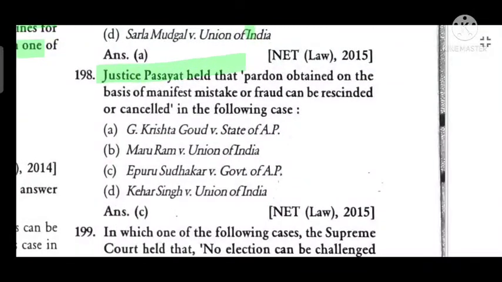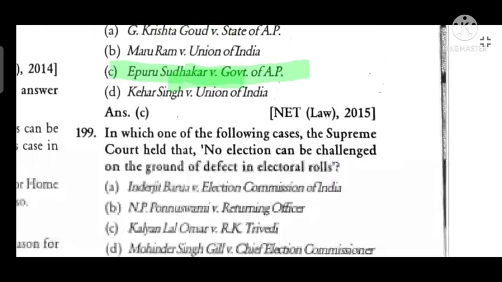Justice Pasayat held that a pardon obtained on the basis of manifest mistake or fraud is rescinded or cancelled in the following case: Epuru Sudhakar versus Government of Andhra Pradesh.